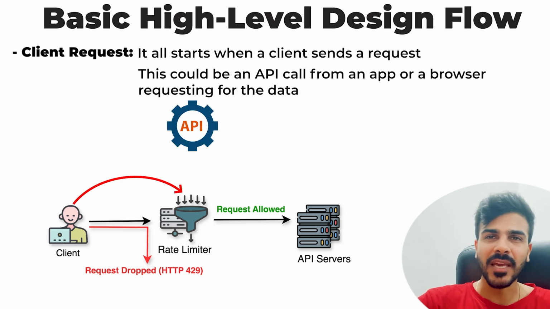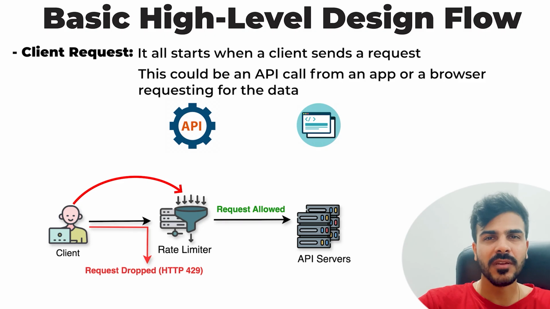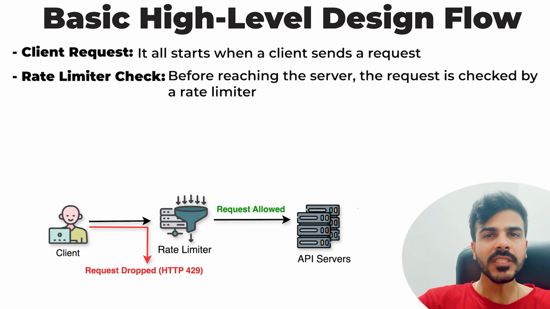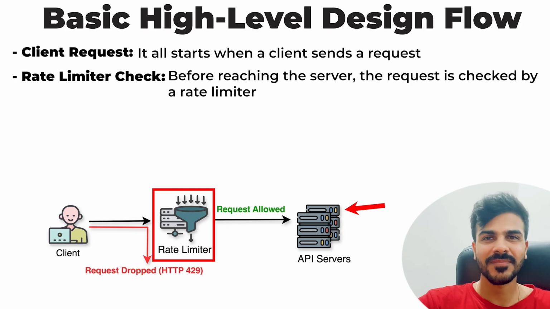This could be an API call from an app or a browser requesting for the data. Step 2. Before reaching the server, the request is checked by a rate limiter. Here's what happens exactly here.